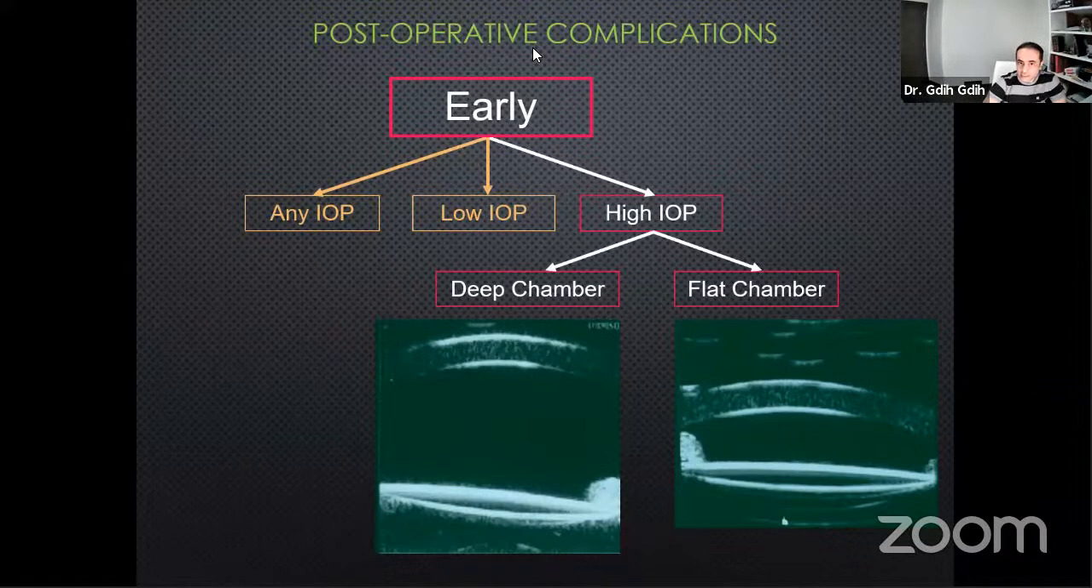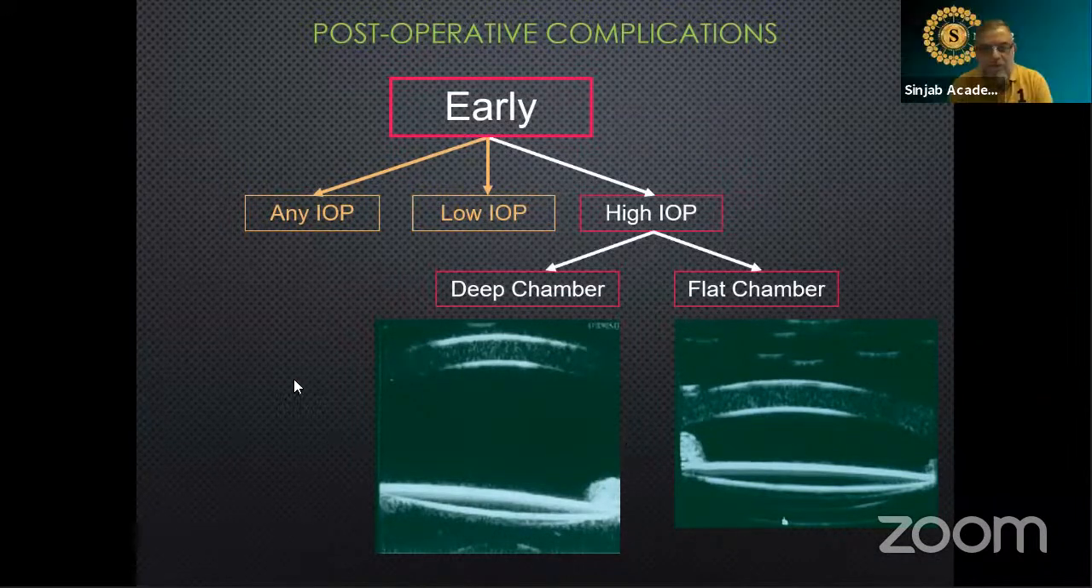Let me see the answers here. Okay, good. I like the interaction. Someone asked, what does it mean by two cornea thicknesses? It just means if you look at the cornea's thickness, two measurements of the cornea in that anterior chamber.